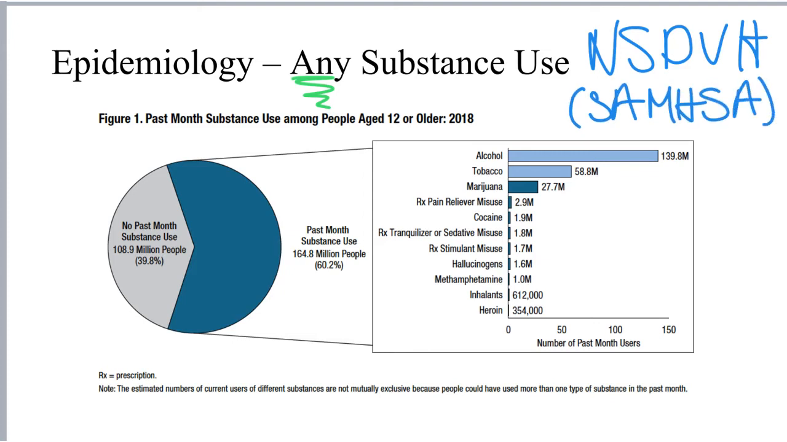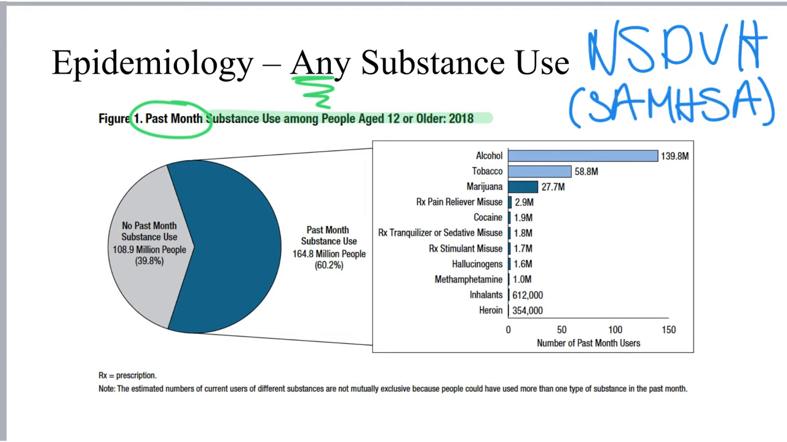To start with, let's just look at people that use any substance. The figure here is showing substance use among people aged 12 and older in 2018 who used any of the listed substances at least once in the past month. And as you can see, when you ask that question, many of the individuals who responded to the survey have used one of these substances in the past month. In addition, keep in mind that some of these substances, although addictive, are illegal.